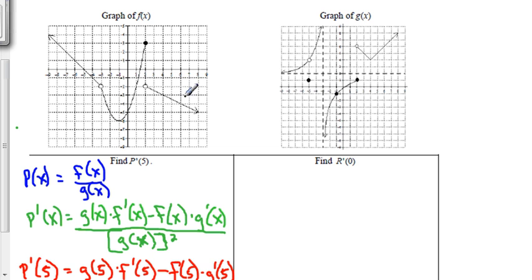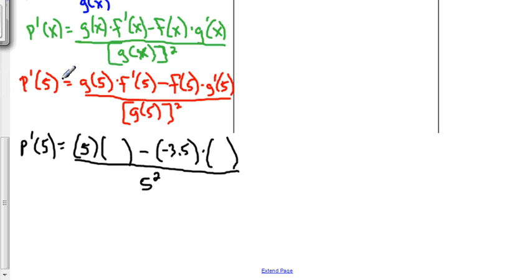Okay, so let's first find the value of f of 5. So there's 5. So f of 5 is going to be right there. And that looks like it's negative 3.5. And then g of 5 is going to be right here. And that looks like it is 5. So let's substitute those values in first. So again, g of 5 is 5, so I put in 5, and f of 5 is negative 3.5.